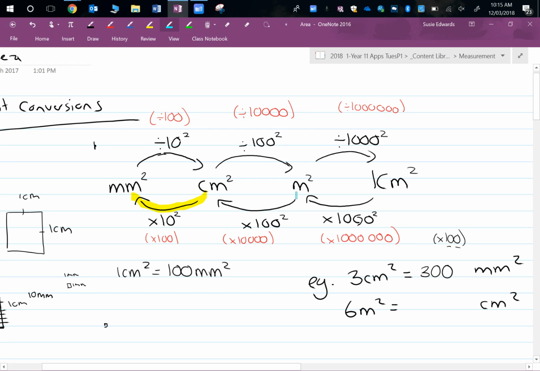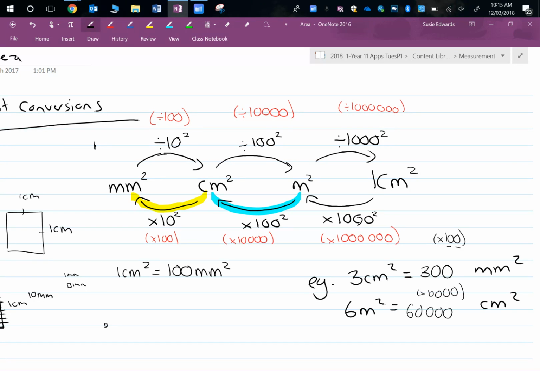If we go from square meters to square centimeters, we're multiplying by 100 squared, which is the same as saying 10,000. So this time we move 4 decimal places, and we end up with 60,000 square centimeters. So exactly the same steps as before. It's just this time the numbers are a bit bigger. There are more decimal places to move.